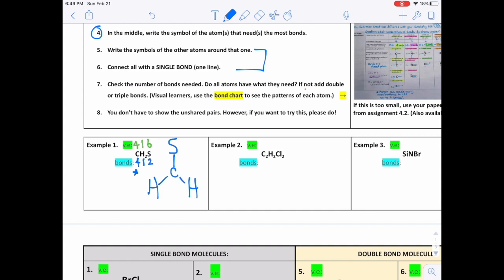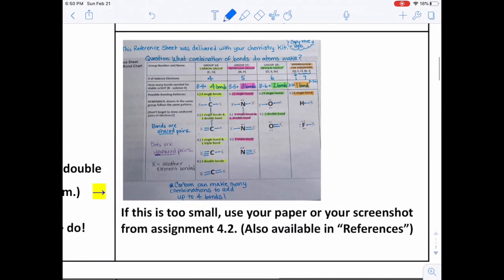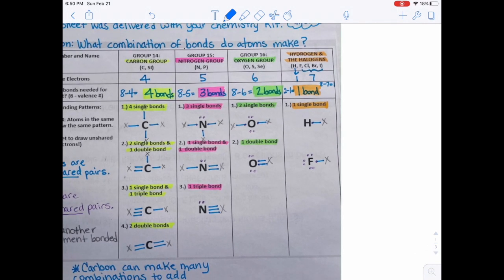All right, now I'm going to check the bonds. Do they all have what they need? And if not, I'm going to add double or triple bonds. And you also can use the bond chart. So if I'm looking at the bond chart, I see H has 1 bond here. So I don't really want to add any more bonds to the H, but the carbon, to get 4 bonds, it's going to need some more bonds. It only has 3 things to bond to. It's going to look something like this, with 2 singles and a double.